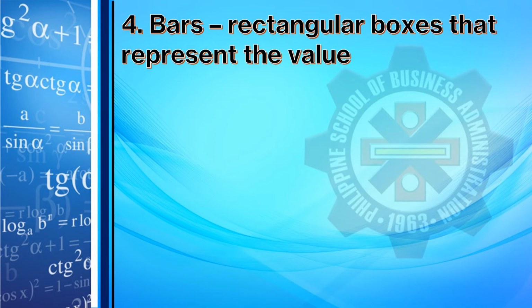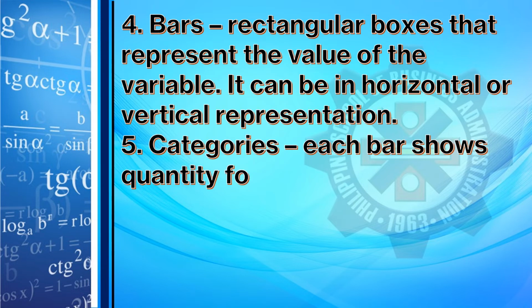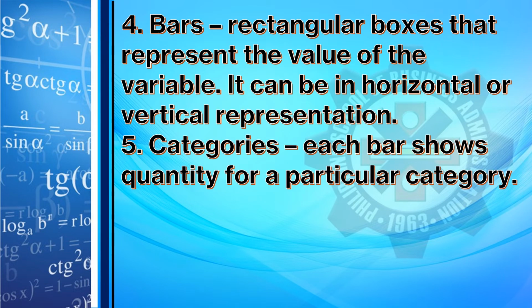Then we have the bars. Since this is a bar graph, we should see bars there. So bars are the rectangular boxes that represent the value of the variable, and they can be in horizontal or vertical representation. So our bar graph can be represented in horizontal or in vertical representation. And then also the categories for each bar show the quantity for a particular category. So for each bar, we put a category there.